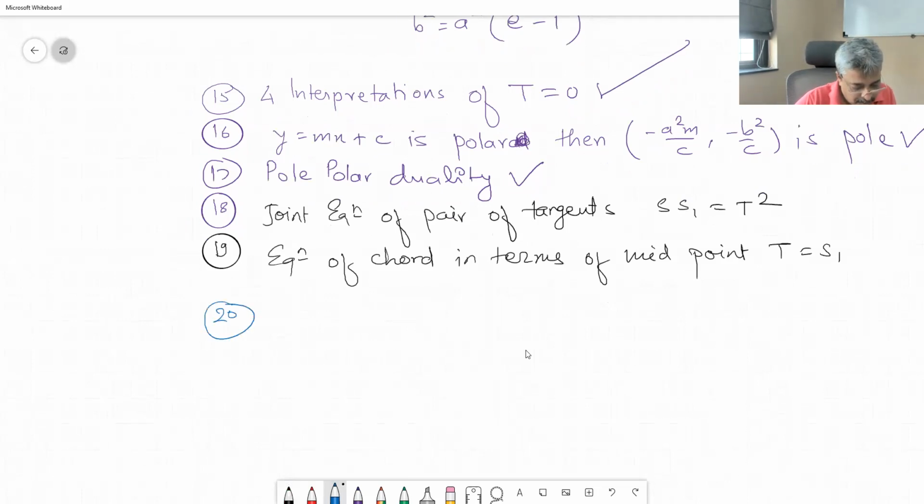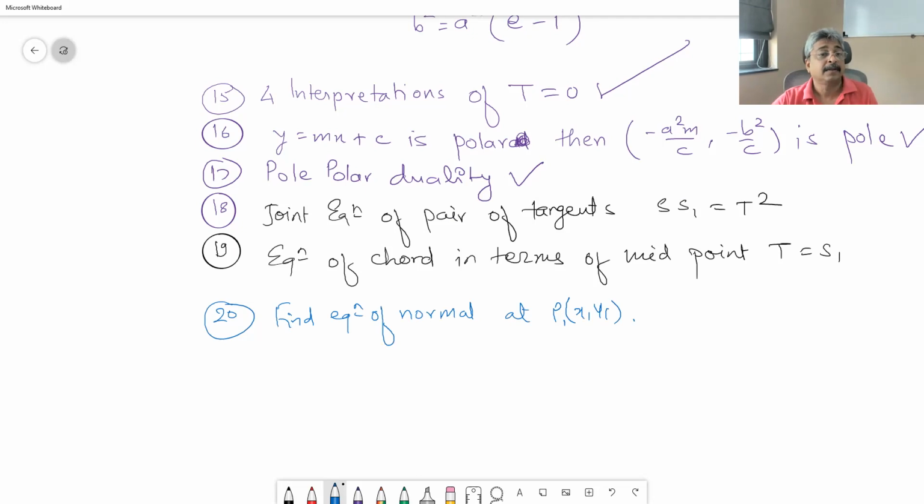Maybe now find the equation of normal at P x1, y1. Complete it. Formality. These are the rituals that we are supposed to complete.